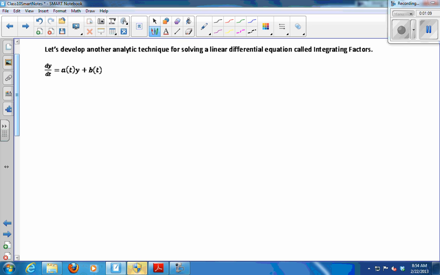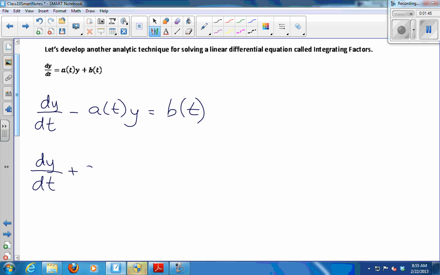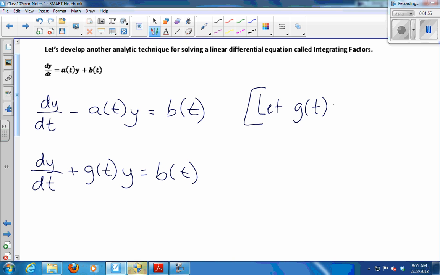So first step is subtract a of t times y from both sides. So we're going to have dy dt minus a of t y equals b of t. And then just to avoid having a lot of negative signs cluttering up our work and having to keep track of them, I'm going to define a new function g of t that equals minus a of t. So dy dt plus g of t y equals b of t. Just as a simplification, we're going to let g of t equal minus a of t. Just going to keep things cleaner.